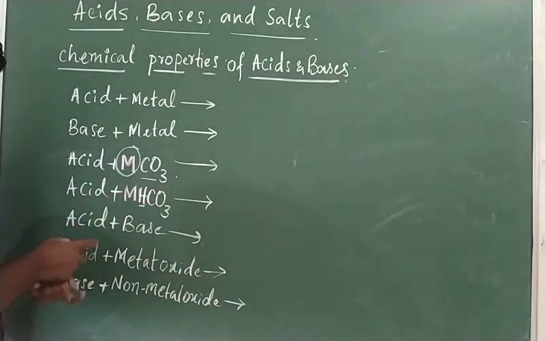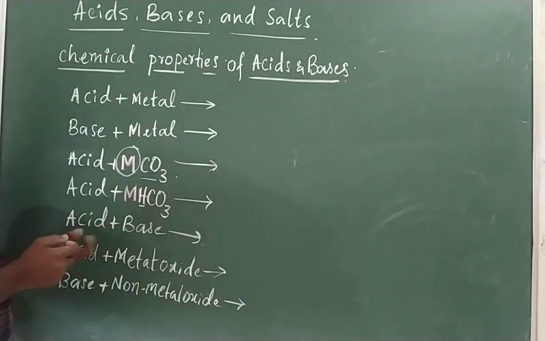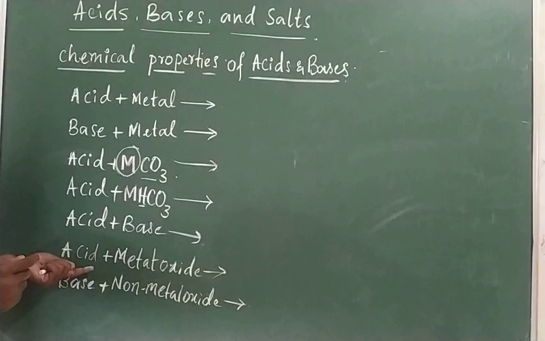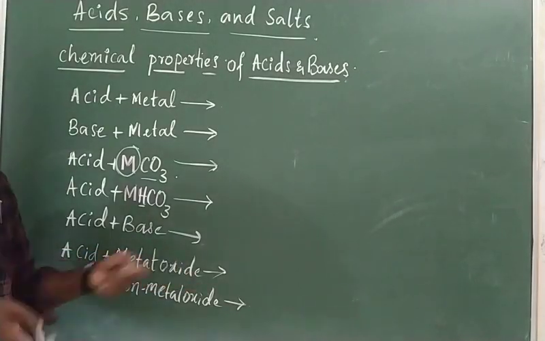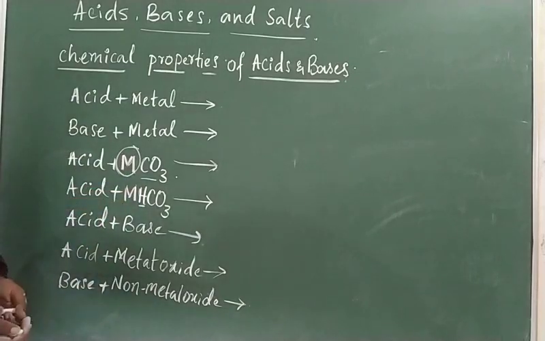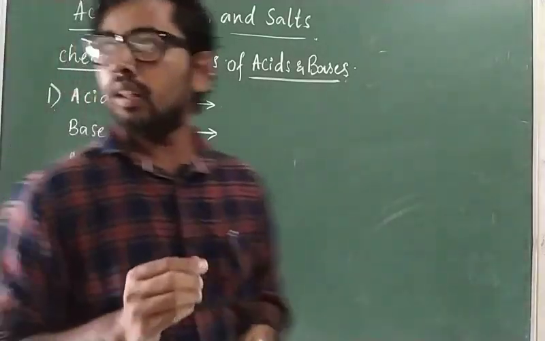After that we are going to deal with acid plus base. If we take an acid and a base, what is going to happen? Which reaction is going to take place? Then acid plus metal oxide, and base plus non-metal oxide. All these things we are going to discuss here. Remember, let us begin with the first one.